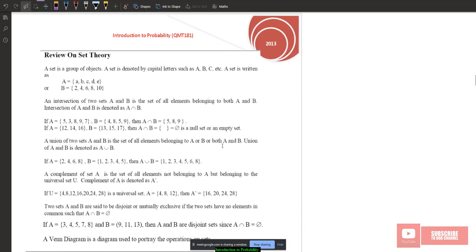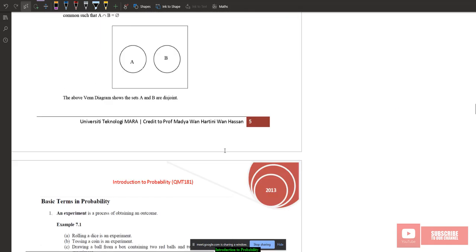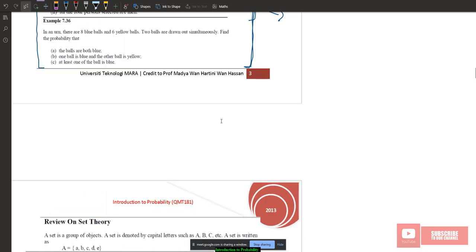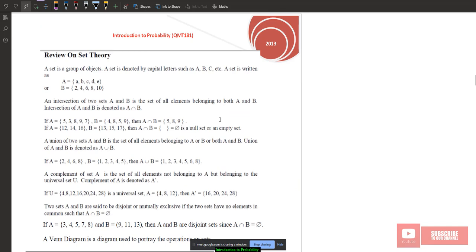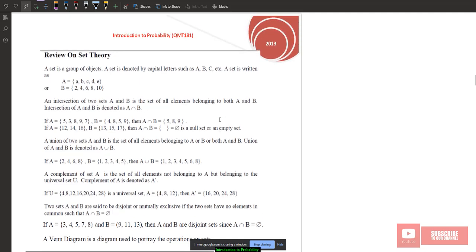Now, just a quick pass over set theory. It's not my intention to teach you set theory, just a review. I believe that you already learned set theory in school. Just a reminder to refresh your knowledge on set theory.